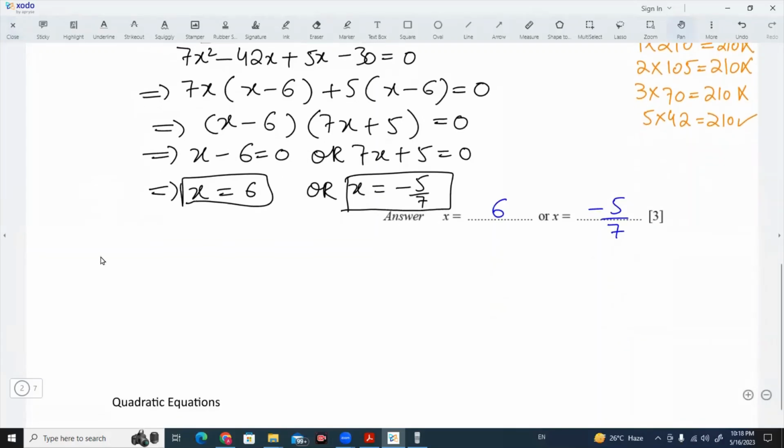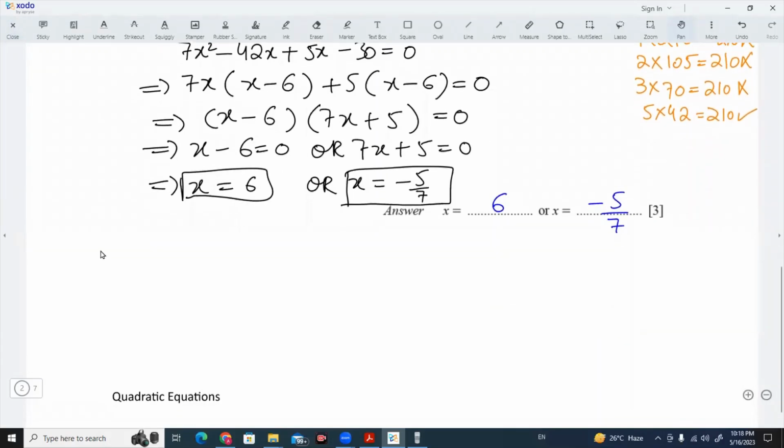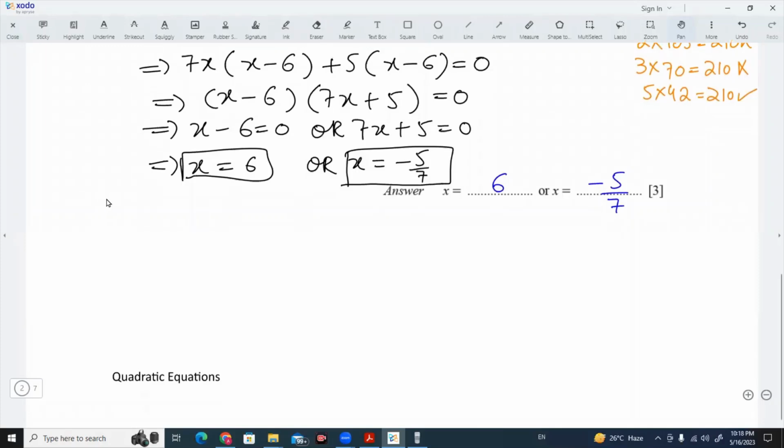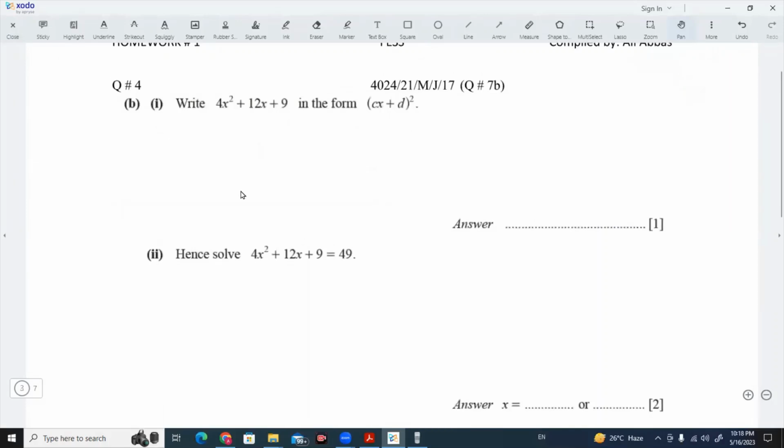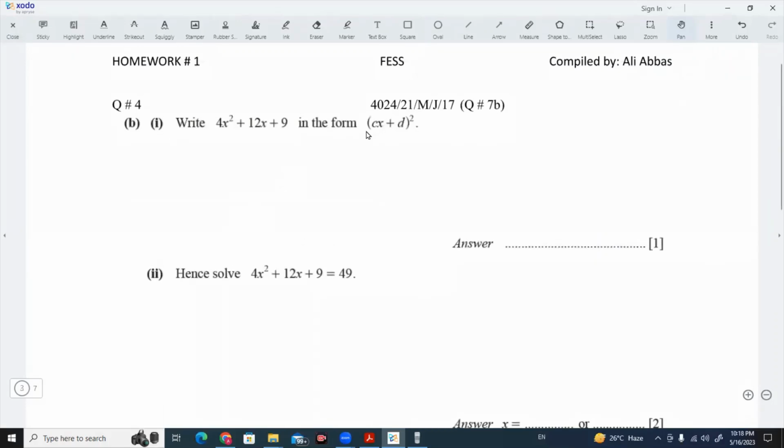Moving quickly to the next question. If you have any queries related to factorization or simplification of the equation, do let me know. So moving to question number 4. In question number 4, we have to simplify to the form (cx + d) whole squared. I've already mentioned the formula in question number 1.